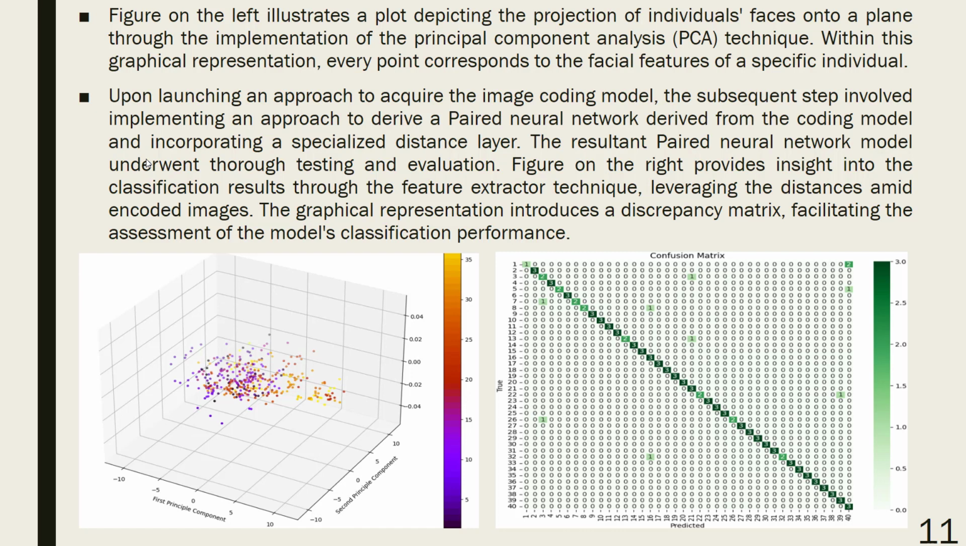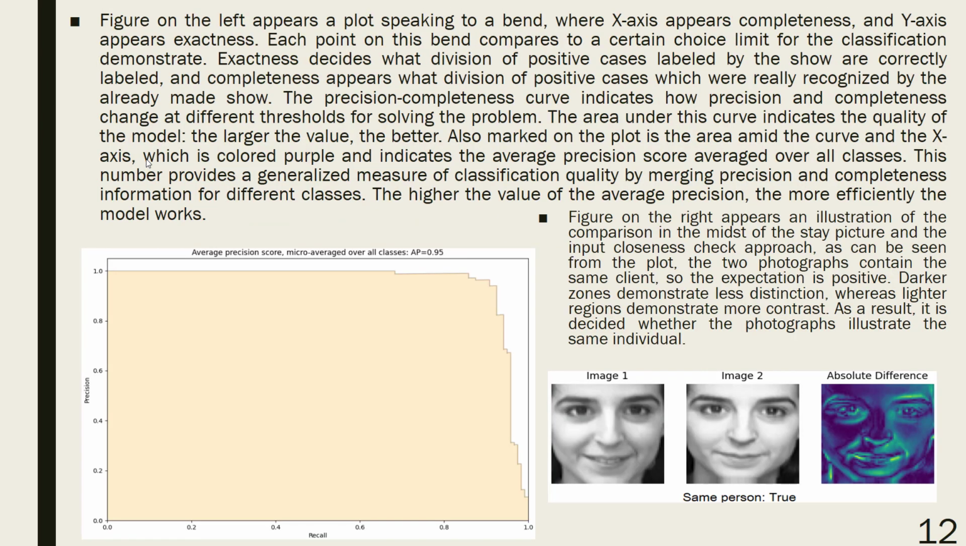Figure on the right provides insight into the classification results through the feature extraction technique, leveraging the distances amid encoded images. The graphical representation introduces a confusion matrix, facilitating the assessment of the model classification performance. Figure on the left appears a plot representing a curve where the x-axis is recall and the y-axis is precision.